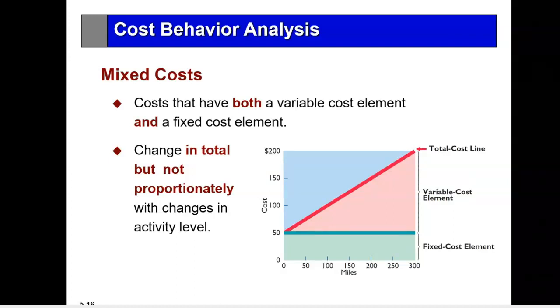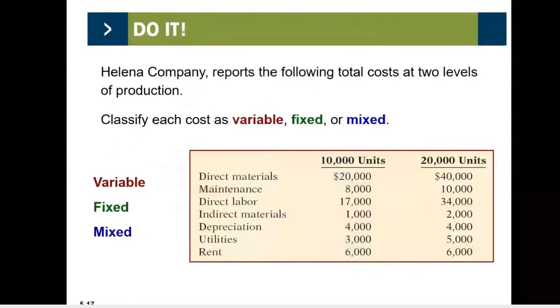Same with telephones. Of course, the more calls you make, the more the telephone costs would go up. However, if you don't make any, you still have a portion of fixed costs that you have to pay. So some costs are partly fixed and partly variable. As an example here, you can see up to 50 is fixed, and then the rest of the costs is variable. So the total cost line is partly fixed and partly variable.